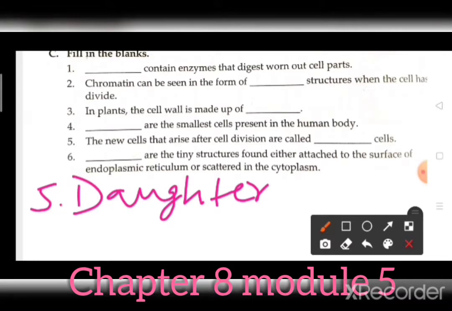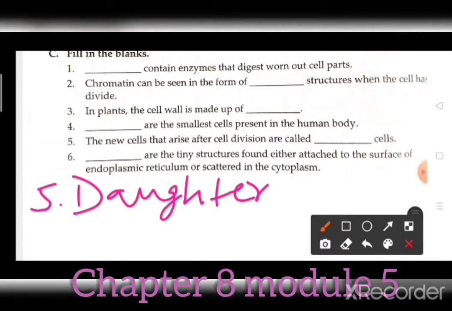Next sixth one is dash are the tiny structures found either attached to the surface of endoplasmic reticulum or scattered in the cytoplasm. So the answer is ribosomes.